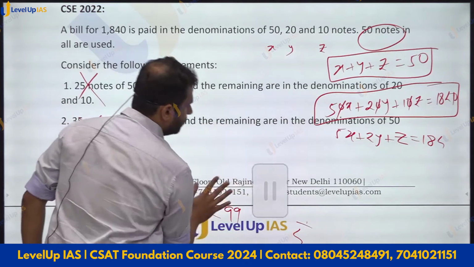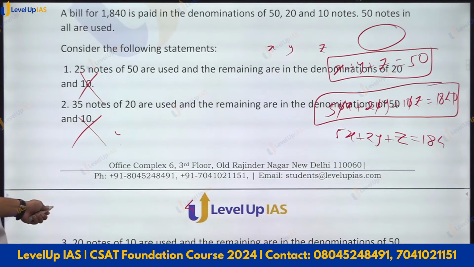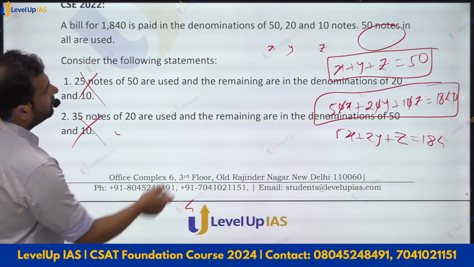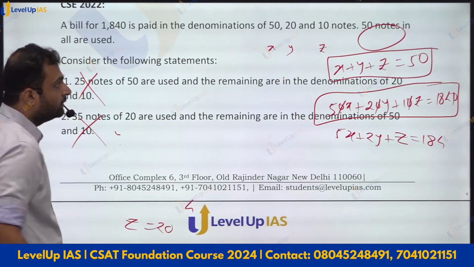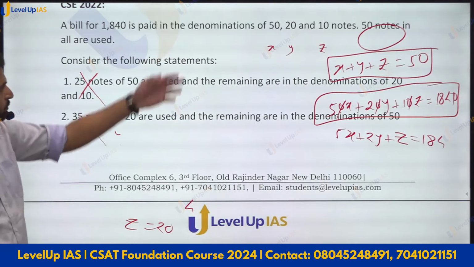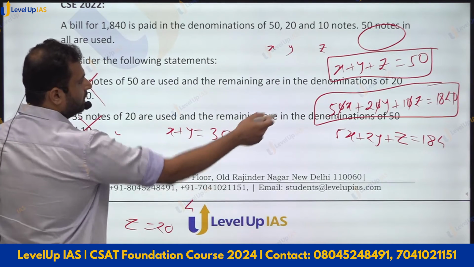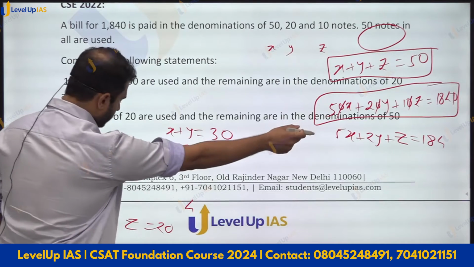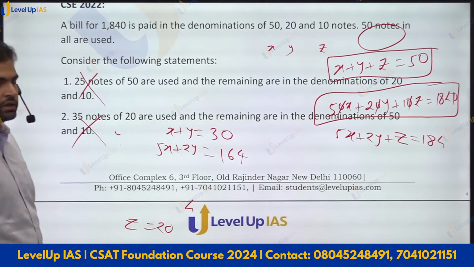Right? So this is also wrong. So what do we have? Let us check for the third equation. The third equation is 20 notes of 10 are used. So we have 20 notes of 10. It means z is equal to 20. Let us put that in, so we get x plus y is equal to 30 and 5x plus 2y is equal to, let us put z is equal to 20 here, so we get 164. Those are the equations we have.